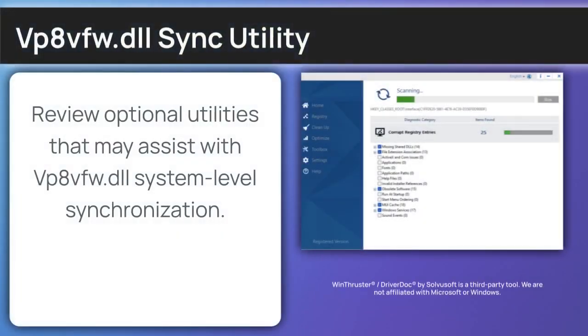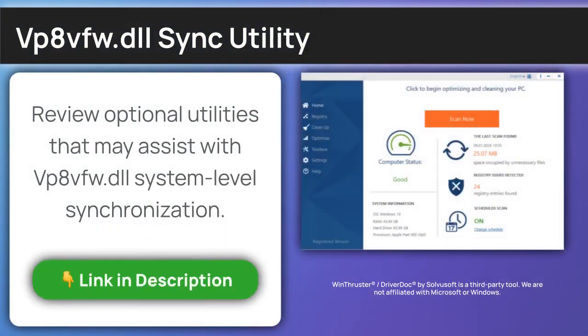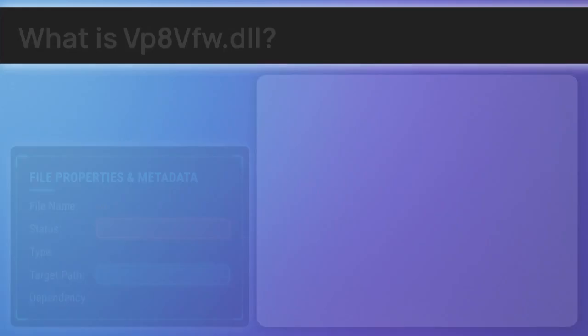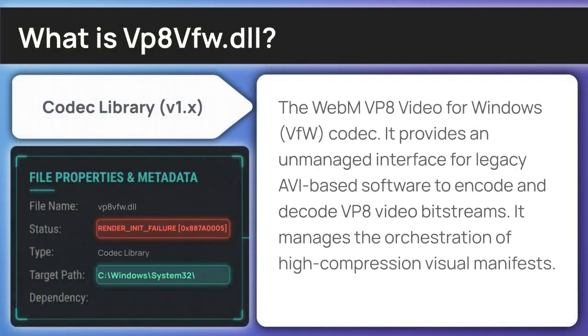To start fixing vp8vfw library manually, note that an official maintenance resource is also available to support system stability. This is the vp8vfw library, the WebM VP8 Video for Windows VFW codec. It provides an unmanaged interface for legacy AVI-based software to encode and decode VP8 video bitstreams. It manages the orchestration of high-compression visual manifests.